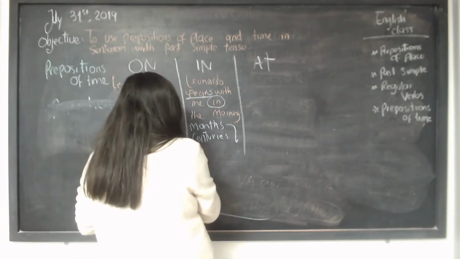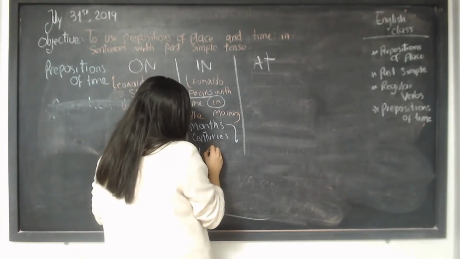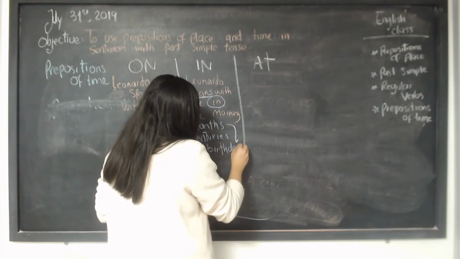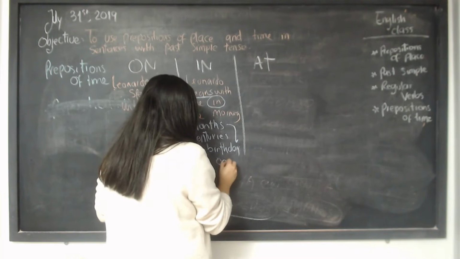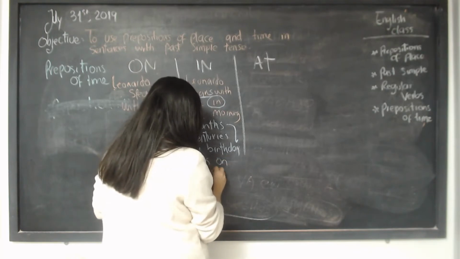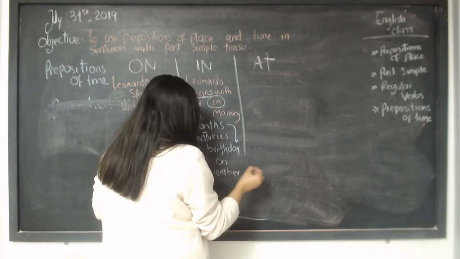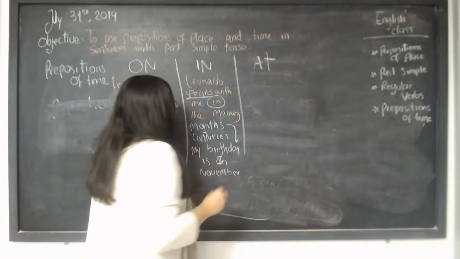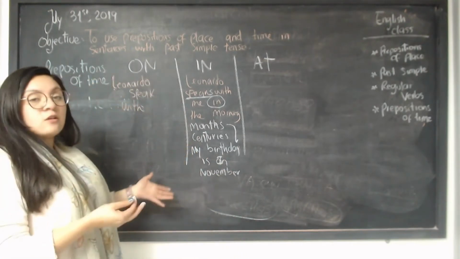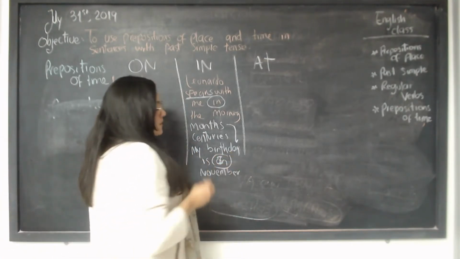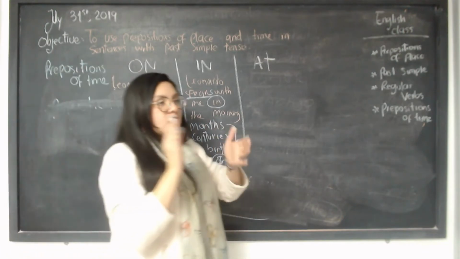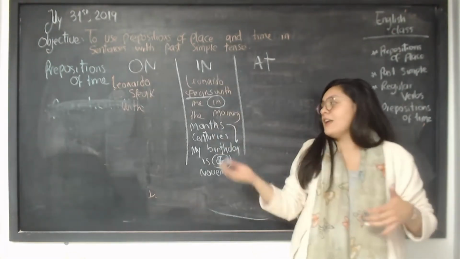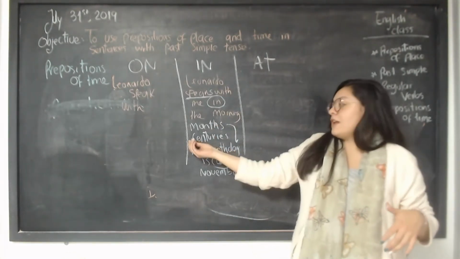So for example, my birthday is in November, sorry, okay? So I'm referring that mi cumpleaños es en noviembre. So again, the preposition of time, okay? A year is divided in stages. Entonces un año se divide en etapas, el día se divide en momentos, mañana, tarde y noche, el año en meses, okay? And also the millennium in centuries.